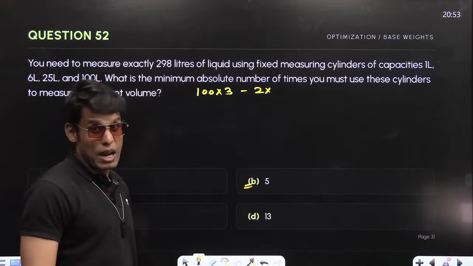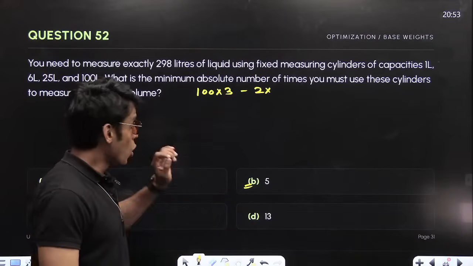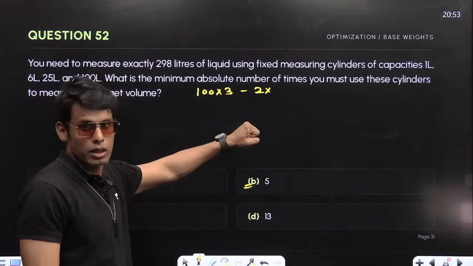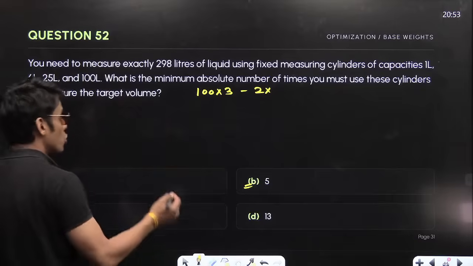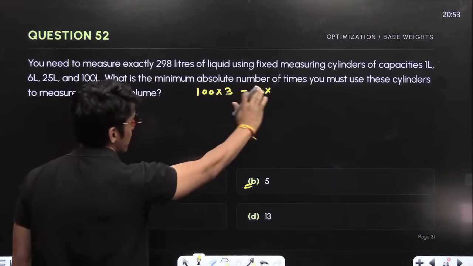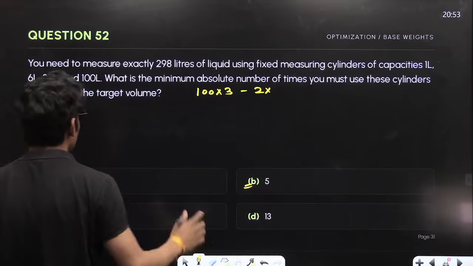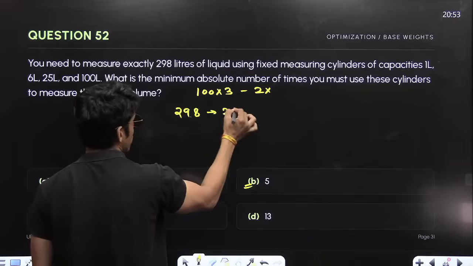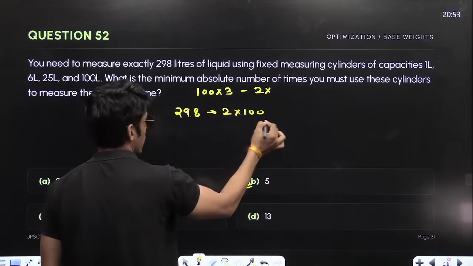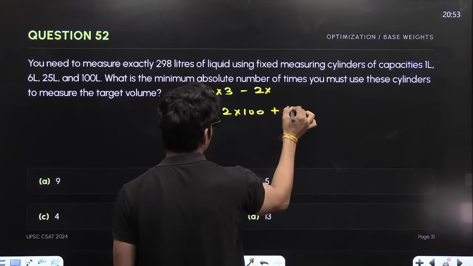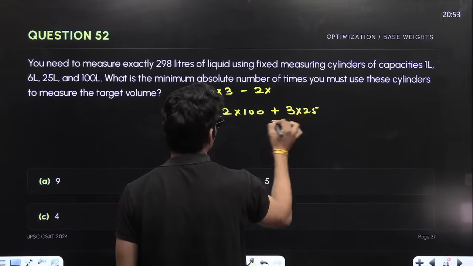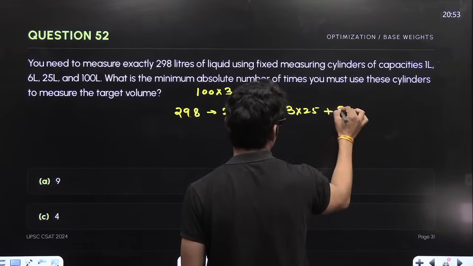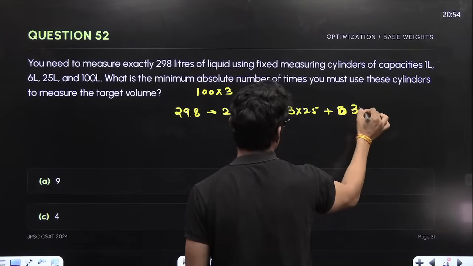But if you cannot take out the water as per... then to do it, how many times, what is the minimum absolute number of times you must use this cylinder? Let's see. 298, right? So 2 times you are using 100, then you are left with 98. 3 times you are using 25. Now you are left with 23. Then 3 times you are using 6.